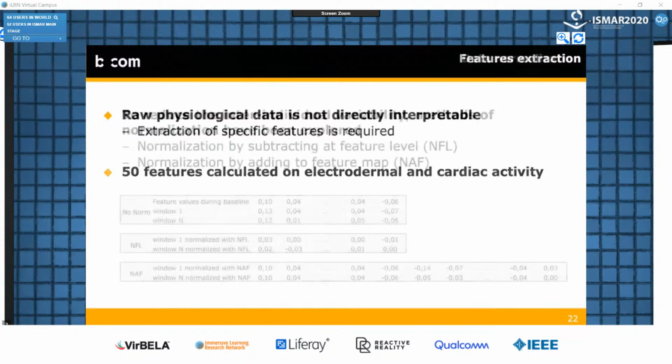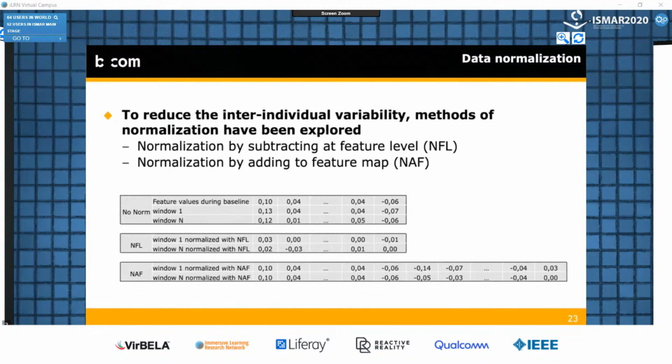Then, as previous research showed an important variability between participants concerning the physiological responses, 2 methods of normalization have been explored. The first one consists, for each participant, of subtracting the value of features during the baseline from the other features' values. The second one consists, for each participant, of adding the value of features during the baseline to the feature map. The number of features in input is doubled.